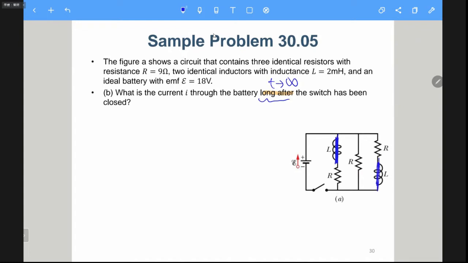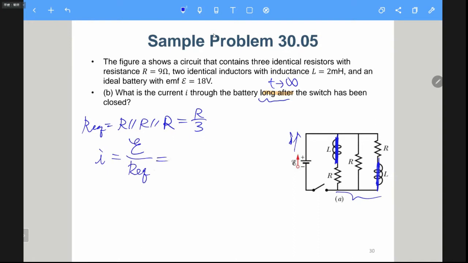So which is like 3 resistances in parallel. So R equivalent is nothing but R parallel with R parallel with R, which is R over 3. In this case, the current going through the battery I is E over R equivalent, which is 18 over 9 over 3. Now the 3 is 3, so this is 6A.